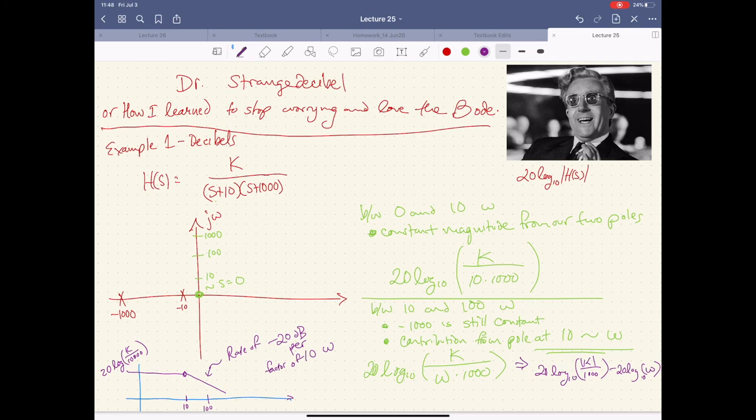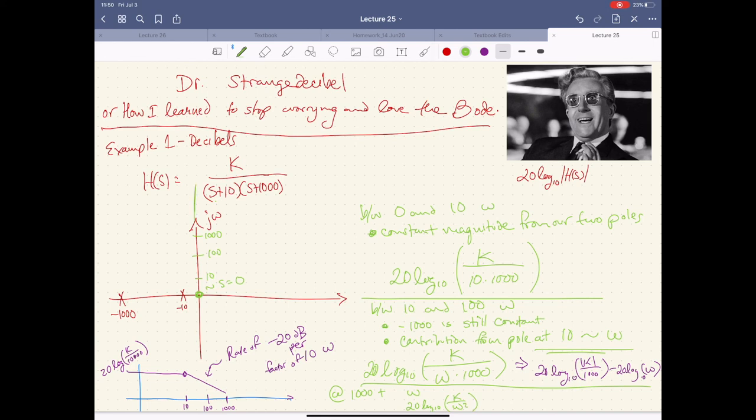Okay, so this is falling at a rate of minus 20 dB per factor of 10 omega. So then what happens here at 1,000? Well, at 1,000, the same thing that happened to our first pole now occurs to the second. So at omega of 1,000 and beyond, we effectively end up with an omega squared down there. For omega at 1,000 and greater, this is going to turn into 20 log base 10 of K over omega squared, right?